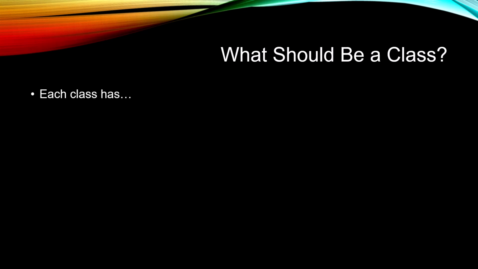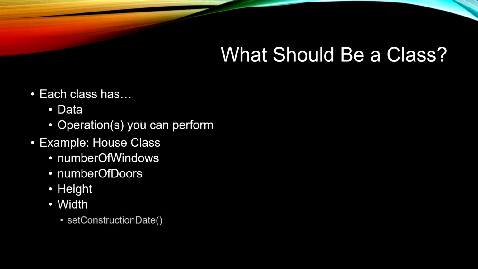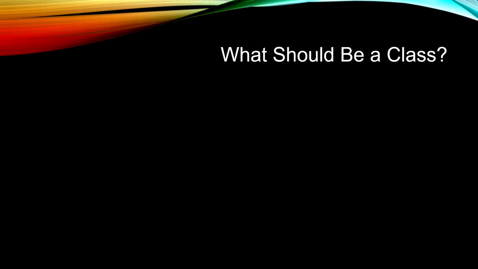Now each class has data and operations you can perform. An example would be a house class: you'd have a number of windows property, a number of doors property, a height, a width. You might have a set construction date method. You might have a calculate square feet method. So these are just some simple examples of where you have data and then operations that perform something on that data.